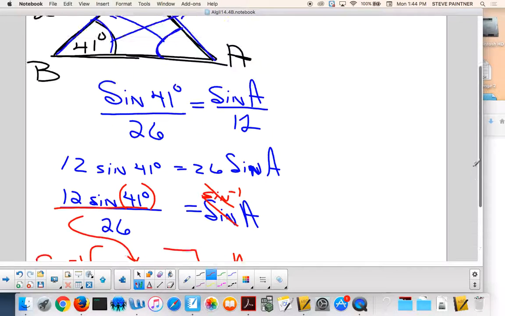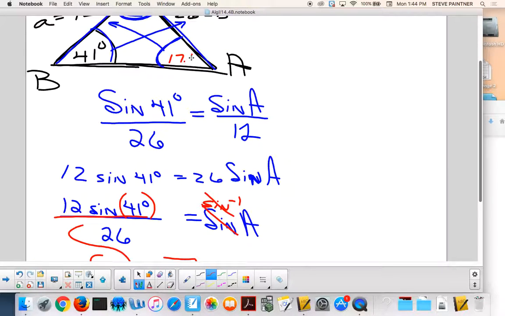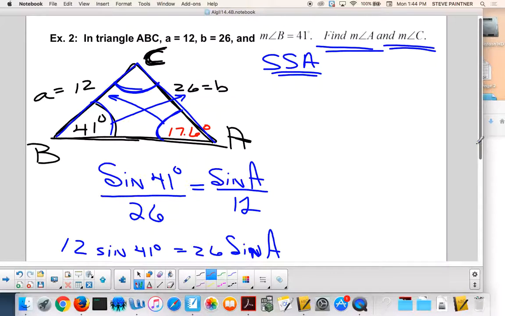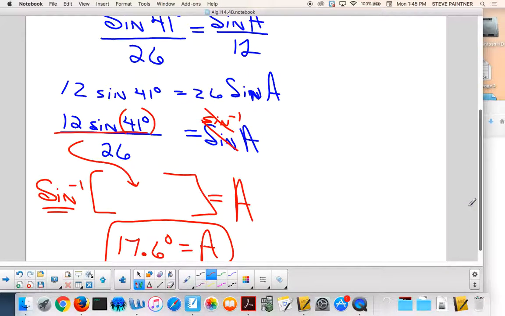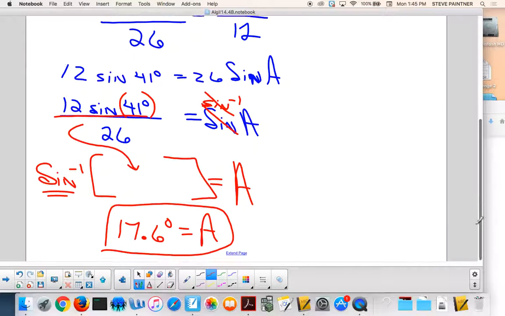All right, let me go back up. It's 17.6, so I'll put it here. That's a 41. Is there enough room for the angle C? I hope so. This plus this doesn't even come close to 180. There's room. What would C be? 121.4.